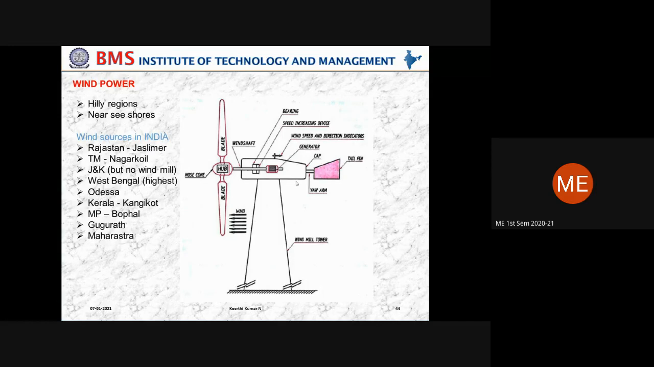Okay, that is very near. Whenever you are traveling towards North Karnataka, you can see that. And near Ballari also, they have installed a few plants.